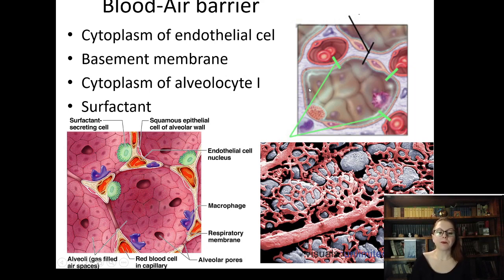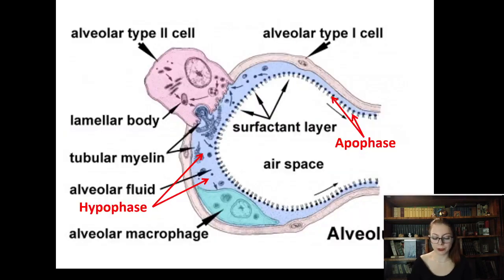And at last, surfactant, which is present inside alveoli, represents the fourth obstacle on the way of microbes. So if any microbe is present inside alveoli, it should first penetrate the surfactant, the cytoplasm of the alveolocyte, the basement membrane, and the cytoplasm of the endothelial cell to enter the bloodstream. So it's very difficult, yeah, and that's why infection should not spread through the bloodstream from our lungs in case of infection, in effects of pneumonia.